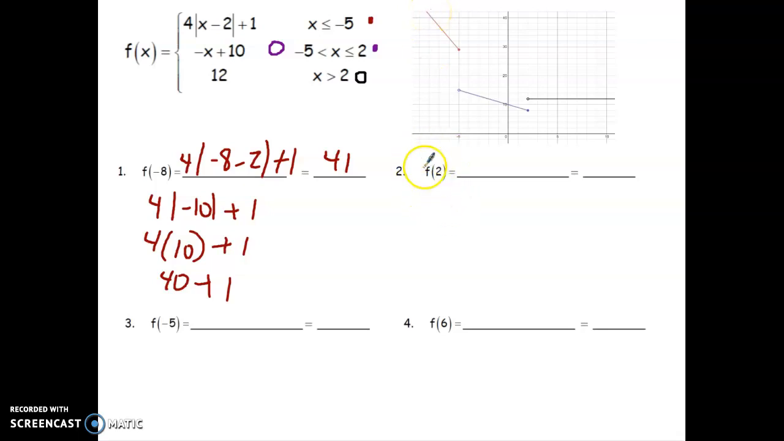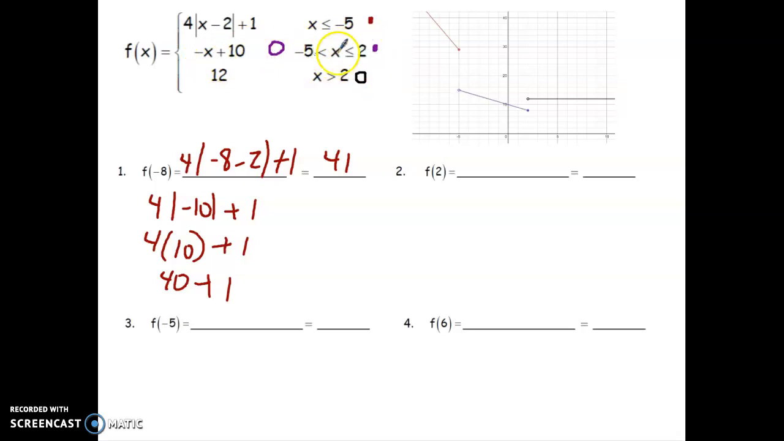Okay, let's do this one, f of 2. Well, this one might be a little bit tricky because I can see 2 in 2 different places. So then the question is, which one actually contains 2? Which one is equal to 2 and which one is not? Well, you can see right here that it's equal to 2, and right here it's not. So the 2 is only going to be on the purple line.